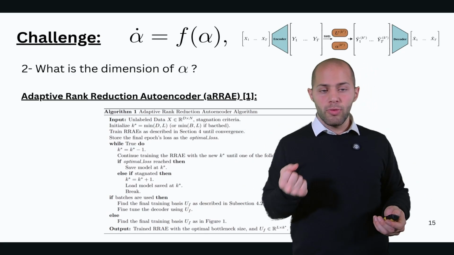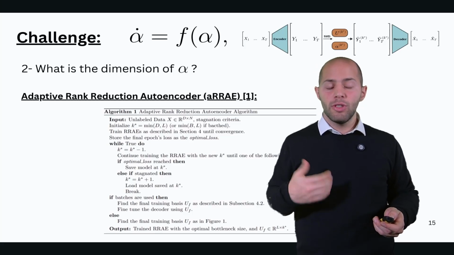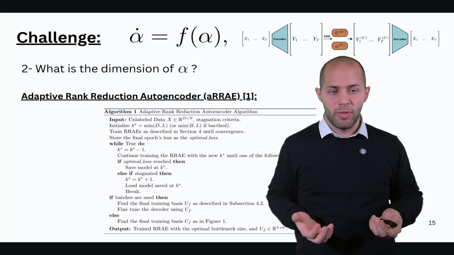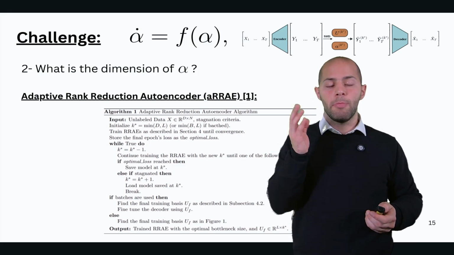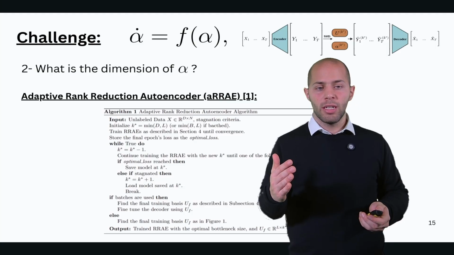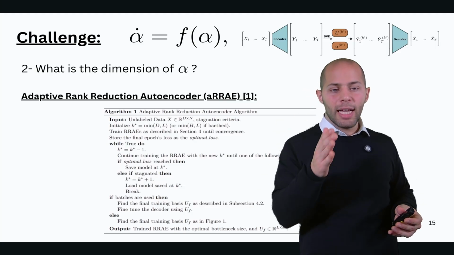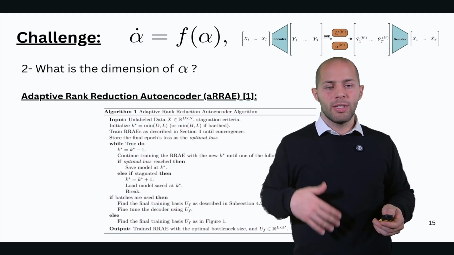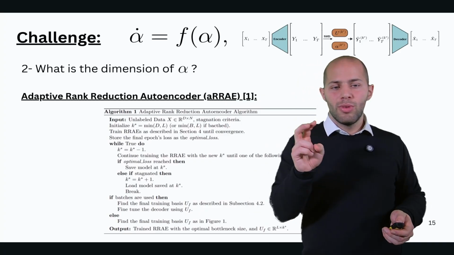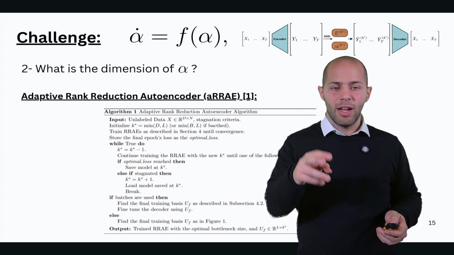Every time you remove one value of this vector alpha and continue your training, at some point your autoencoder will not be able to converge anymore, and you will see a very strong jump in the loss. This means that you went too far. You reduced alpha too much, and it means we can determine the dimension of alpha, because the adaptive algorithm is going to say, listen, you went too far. You cannot go, for example, to 2 values of alpha. You're going to need 3.